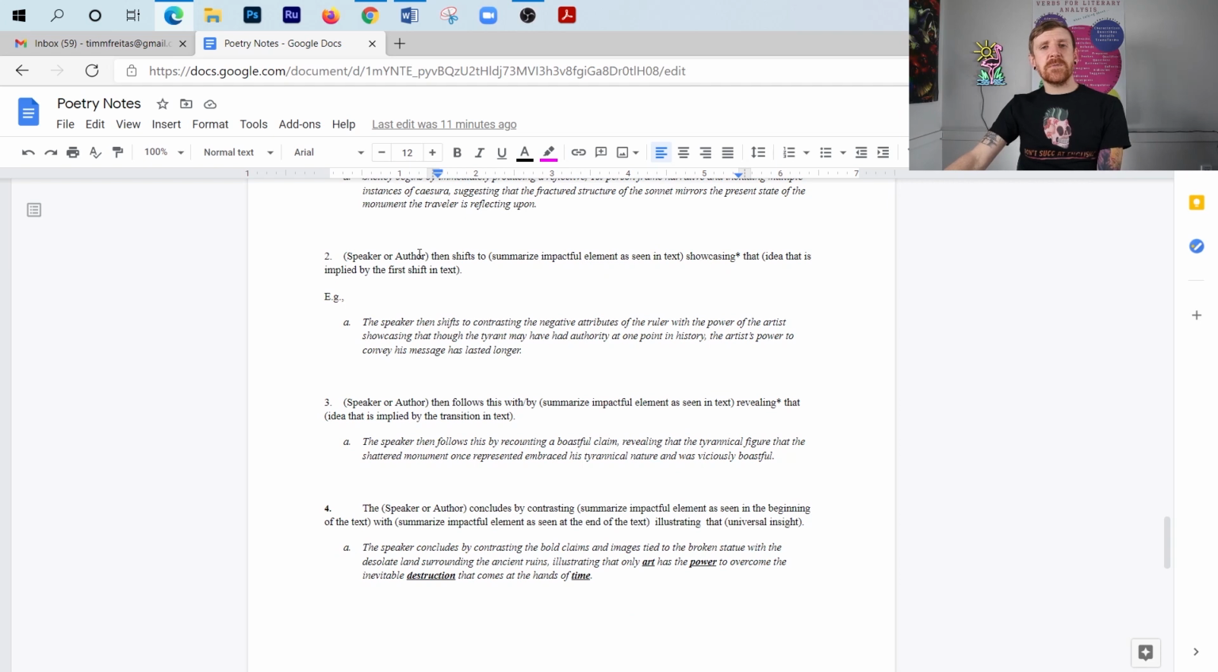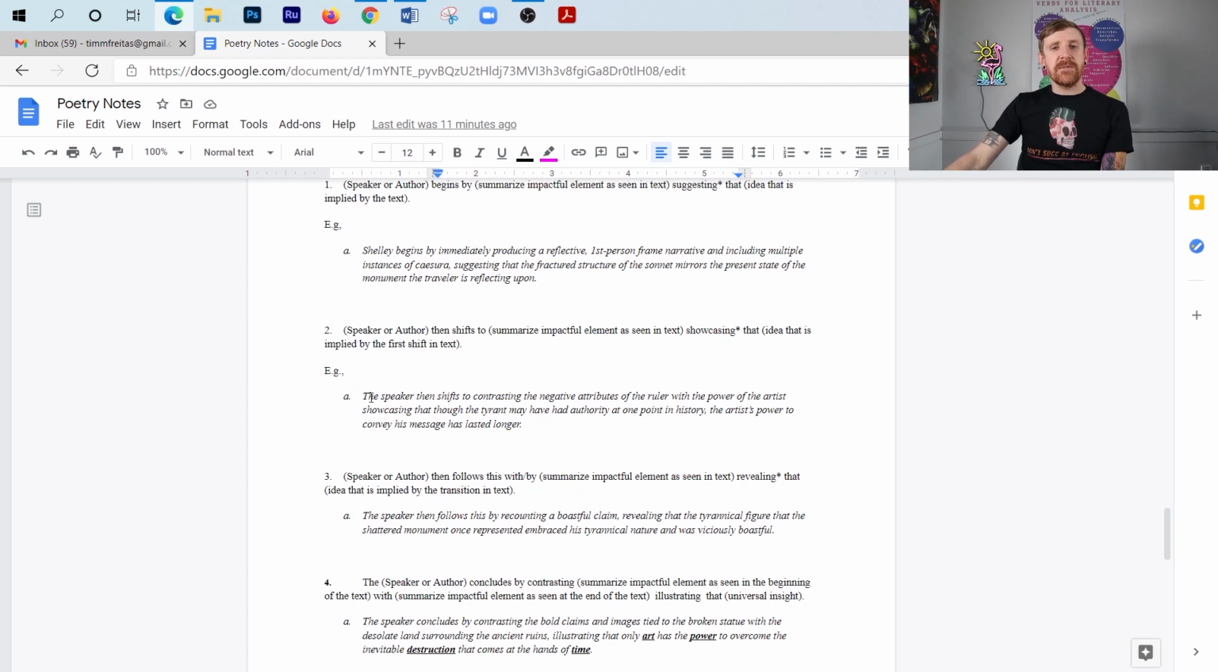So then I move to my next one. The speaker or author then shifts to summarize the element as seen in the text, showcasing that, and then what's the understanding that comes from there. Now you're going to notice that I have the speaker then shifts to. Now, I went from Shelley to the speaker, and the reason why is because here I talk about how Shelley sets up the first person frame narrative with the speakers. So now I can actually move to the speaker here, okay?